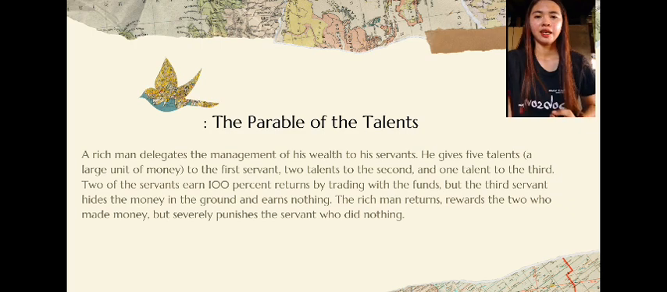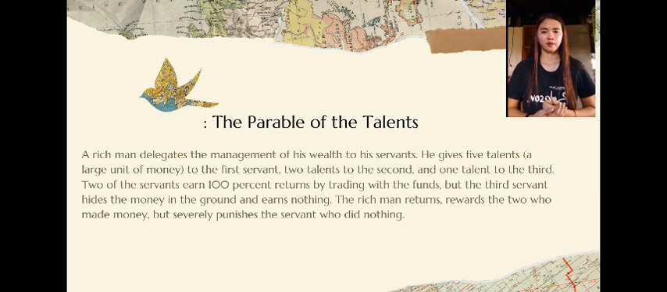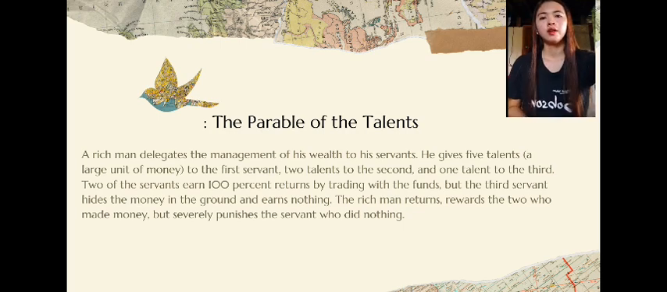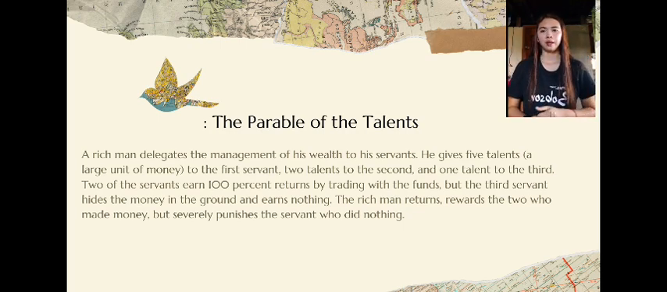So a rich man delegates the management of his wealth to his servants. He gave 5 talents, a large unit of money, to the first servant, then 2 talents to a second servant, and 1 talent to the third. Two of the servants earn a 100% return by trading with the funds, but the third servant hides the money in the ground and earns nothing. So the rich man rewards the two who made money, but severely punishes the servant who did nothing.